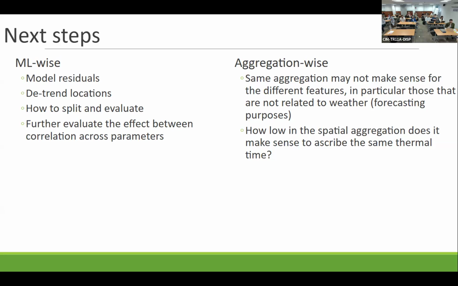Another aspect is that I use the same threshold for the whole country, but even in the paper that I showed, they didn't do that. They used regions and different values for each region. So how low in the spatial aggregation does it make sense to use the same thermal time to derive the thresholds? Anyone who has suggestions, we're open. AgML is open for everyone, so you're all invited. And thank you for your attention.